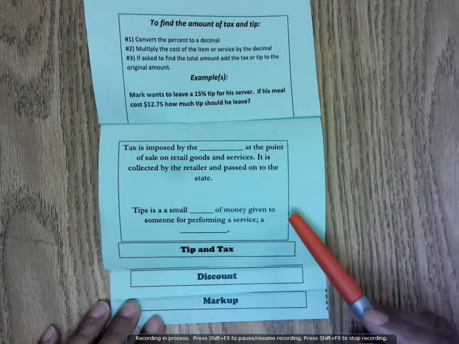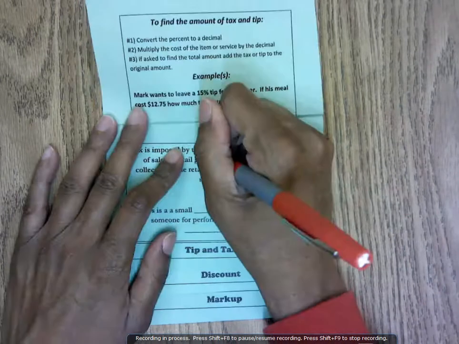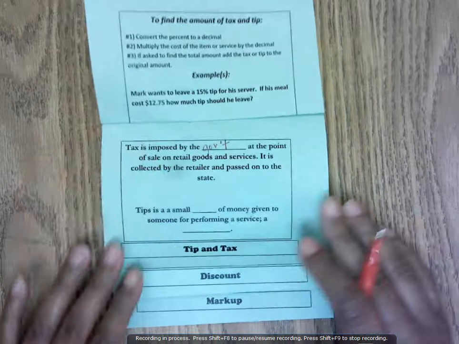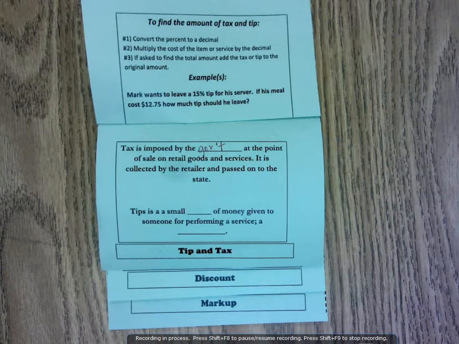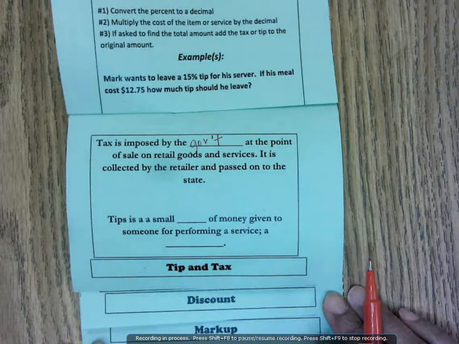Tax is imposed by the government. It's what's used by our state and federal government to pay for things like schools and roads and things that keep us safe and protected, like our armed forces and our police and our firefighters.